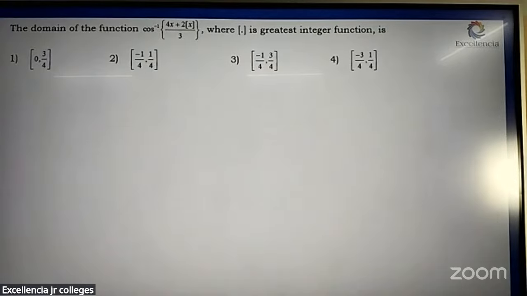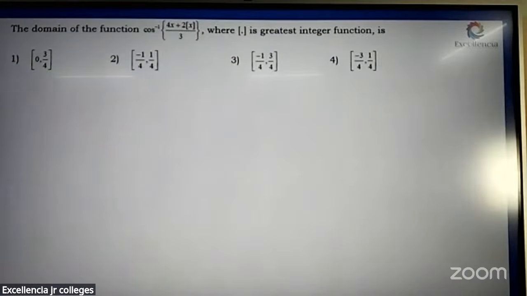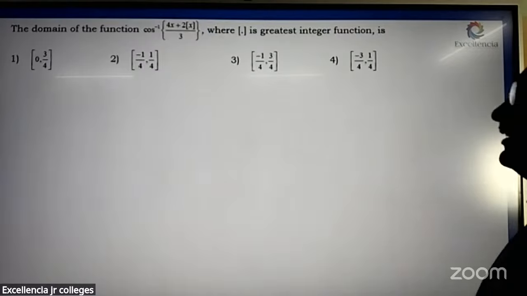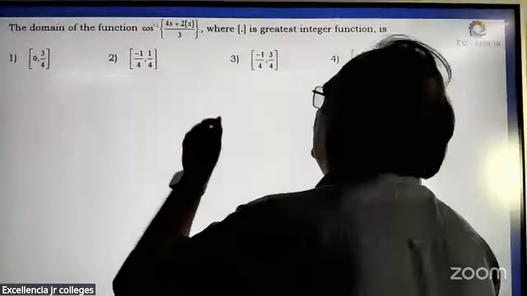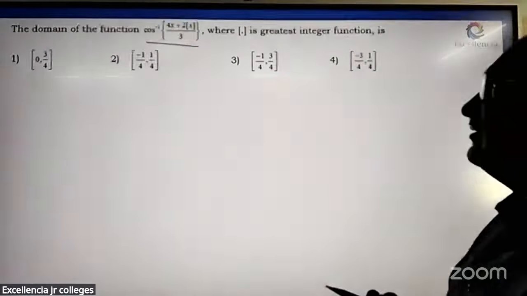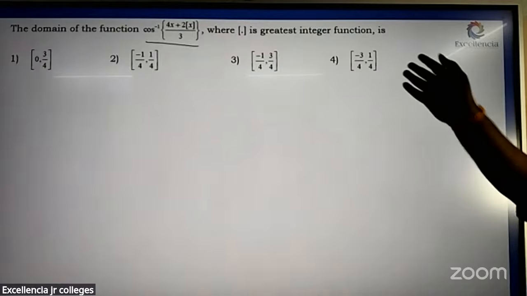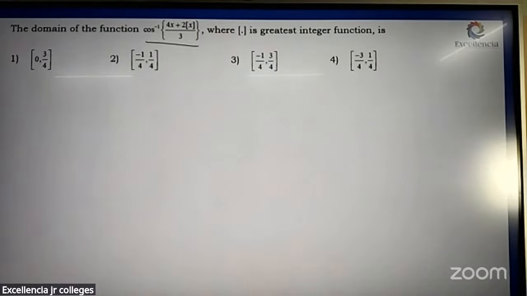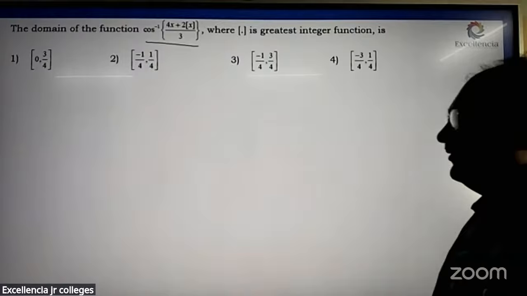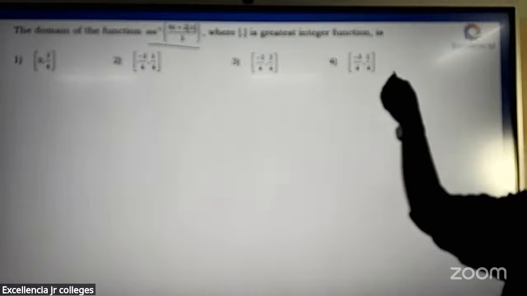That is what? The domain of this function. This is also related to inverse trigonometric functions and algebra of functions chapter, that is cos inverse of 4x plus 2 into step x by 3, where step x is the greatest integer function. This is asking this question. Very, very simple. It is, I think, a moderate to difficult question.